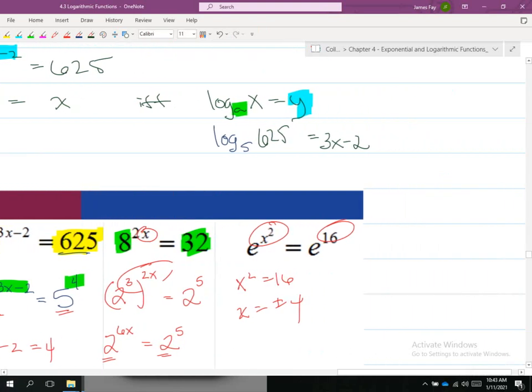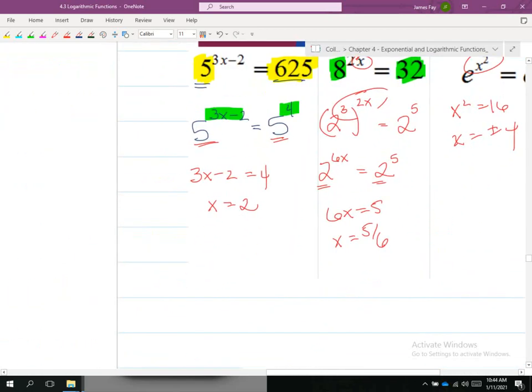Okay. So now how do you solve for x once you have this logarithm? Add 2. So log base 5 of 625 plus 2 equals 3x. And then what are you going to do to solve for x? Divide by 3. So right now, I've got x. Would anybody think off the top of their head that that is 2? Because that's what we said it was right here, right?